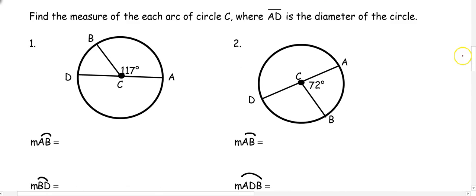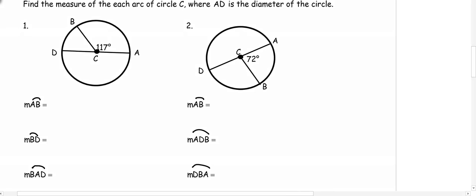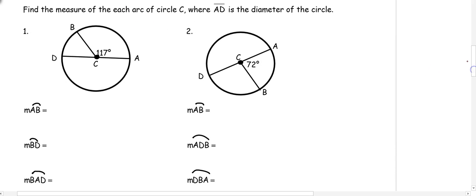So now let's use this idea to help us find the measures of some of our arcs. In this case, we have circle C, and AD is a diameter of the circle. So before we do anything else, we're going to find the missing measure. We know that A to D is a diameter, so this part of the circle right here has to be 180 degrees. And to get the missing part, we can do 180 minus 117 to get that this is 63 degrees.